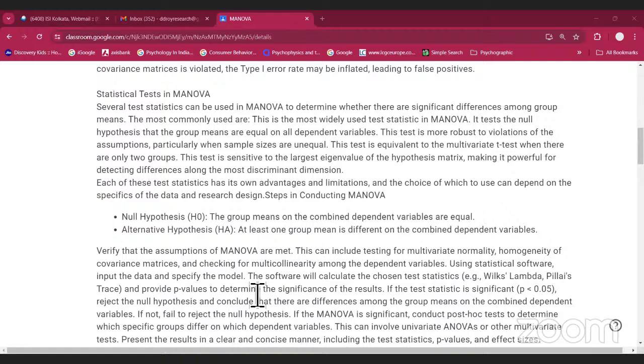PCA is different, MANOVA is different. Both things are totally different. But in MANOVA, we can do PCA if our dependent variables have multicollinearity. Then we can use the PCA.